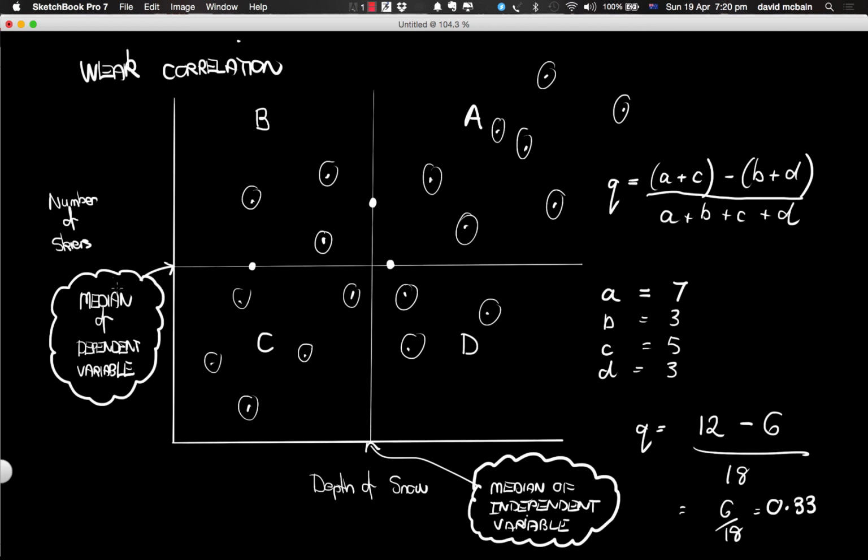You're going to calculate the median of the number of skiers. You're going to calculate the median of the depth of snow, and you're going to do this calculation correctly to see what the actual Q value is for that problem. And I'm going to show you how we can do that using the calculator.